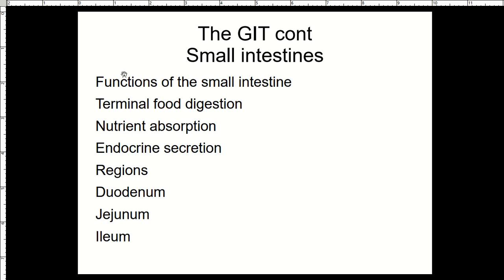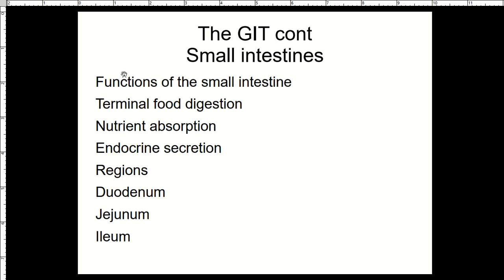So, the small intestines, their main function is for absorption. So, you're going to see some structures in the mucosa of the small intestines that facilitate the absorption function. The small intestines are divided into three: you have your duodenum, your jejunum, and your ileum.